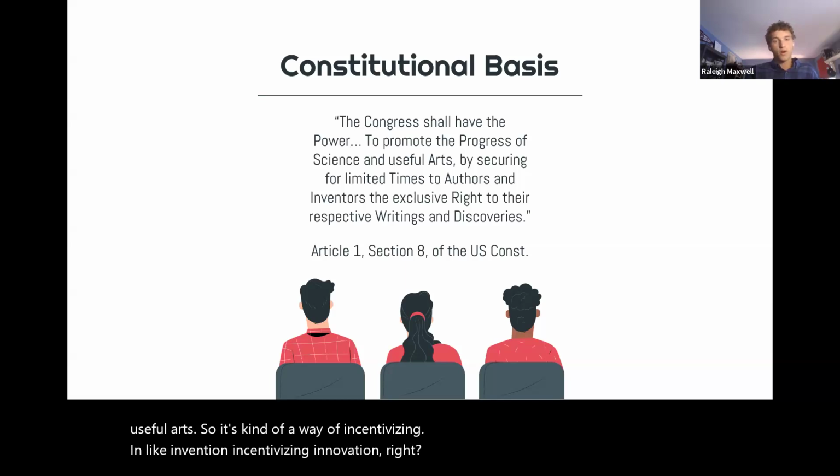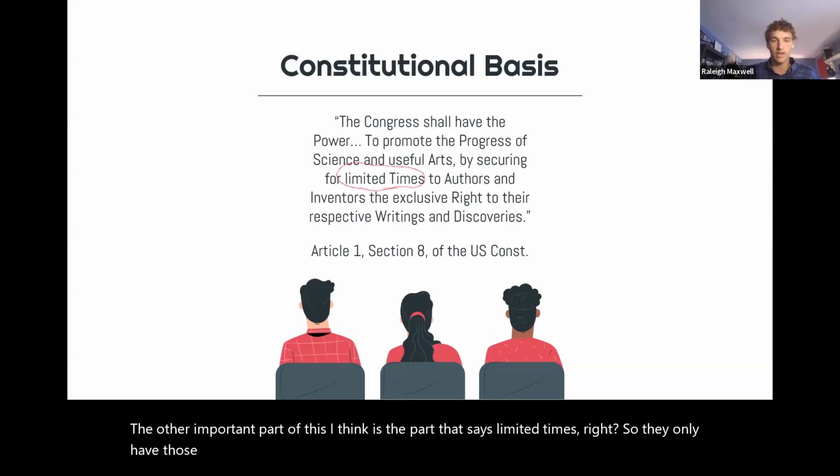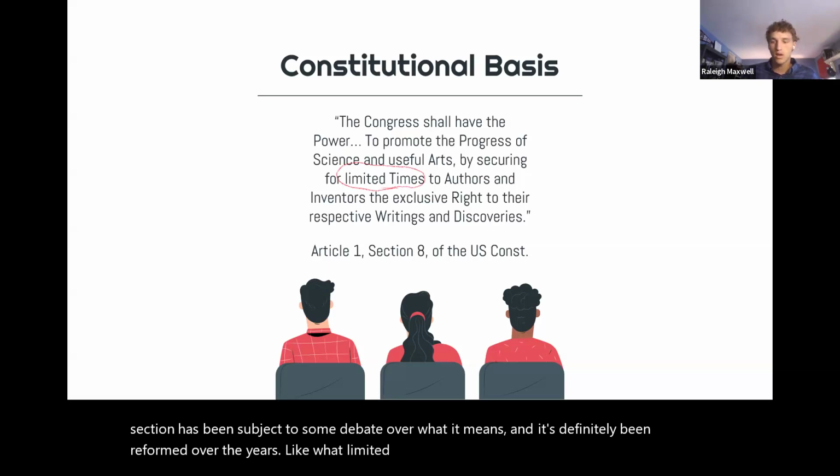The other important part of this, I think, is the part that says limited times, right? They only have those exclusive rights for limited times, as stated in the Constitution. That section has been subject to some debate over what it means, and it's definitely been reformed over the years, like what limited times means.